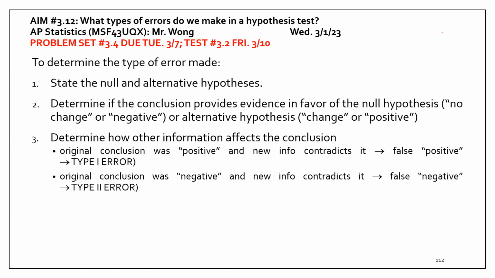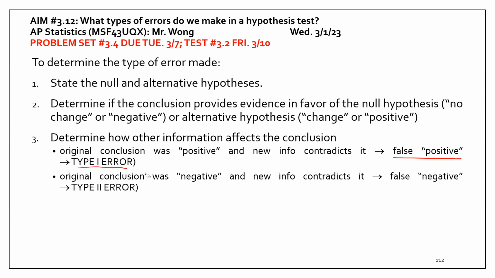If that evidence challenges that conclusion, here's where you decide. Let's look at this first bullet point. If the original conclusion was positive, and then you have new information that contradicts it, then you get what we informally could call a false positive. That's why we put this in quotation marks. Formally, that is what we call a type 1 error.